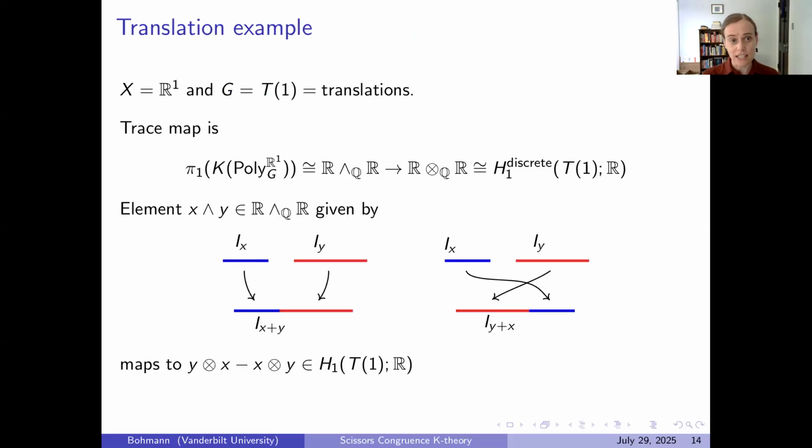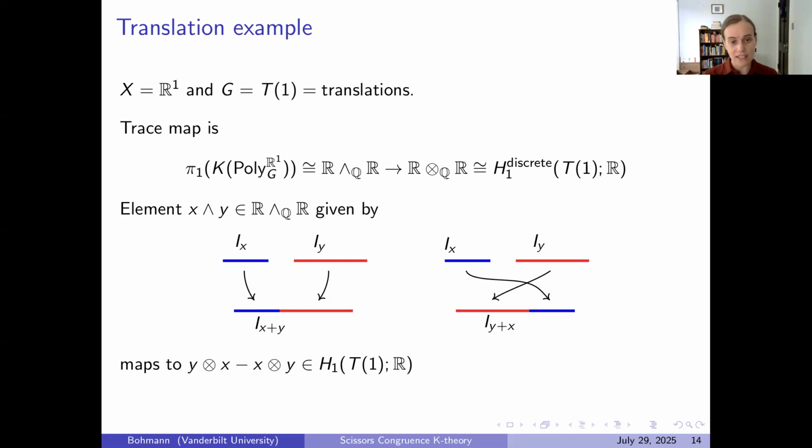So let's go back to our translation example. Again, the geometry we're looking at is one-dimensional Euclidean space, and the group of isometries we're interested in is translations. So what does our trace map look like? Well, we're going to look at the map on pi1, which is where we were before. So pi1 of the K-theory spectrum, as Zakharevich calculated, is this exterior product of R with R over Q. And if we look at pi1 of the translation group made discrete, with coefficients in homology, with coefficients in R, this is R tensor with R over Q.